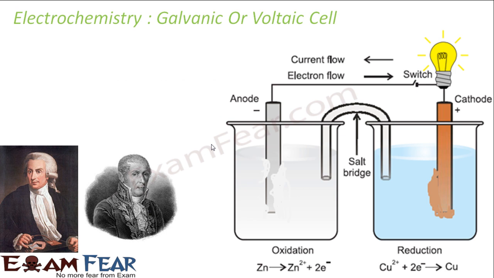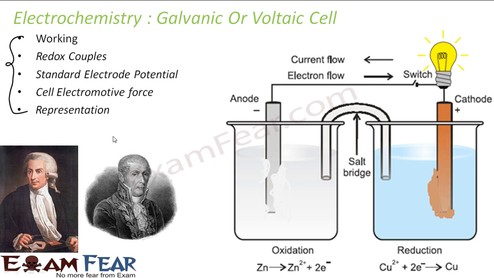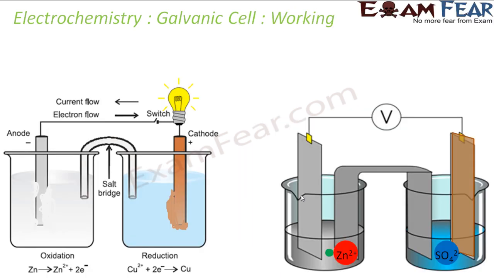Now we will study the electrochemical cell. Electrochemical cell is also called galvanic cell or voltaic cell in the honor of Volta and Galvani, right? In this we'll be studying the working. We'll study the redox couples of these cells. We'll also study the standard electrode potential. We'll also study cell electromotive force for these kinds of cells, and we'll see how to represent these kinds of cells, right? So we'll study 5 things for this galvanic or voltaic cell. Let's start with the working of galvanic cell.